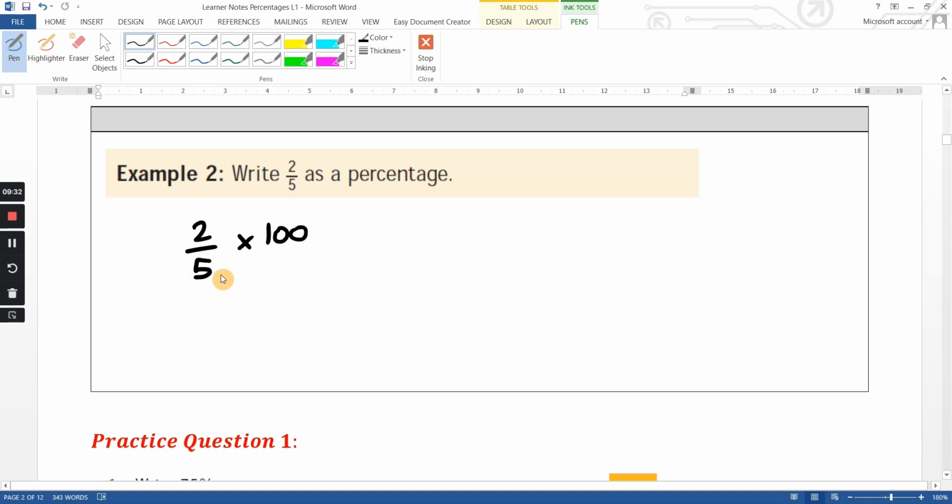But how do you do it without your calculator? Hopefully you should be familiar with, if you're multiplying fractions like this, you divide by the bottom, the denominator, and multiply by the numerator. So let's do 100 divided by 5 first, which gives me 1/5, so that's going to be 20. And then 20 times the numerator gives me 40. So it's going to be 40%. That's one way of doing it.